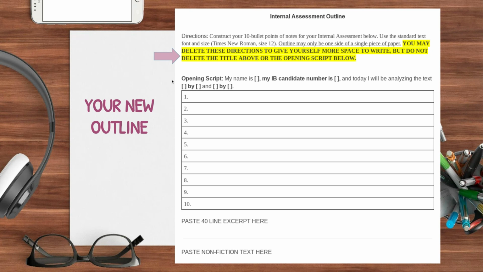You'll also notice that your opening script is there. I added a section about my IB candidate number. For now, we'll just leave that blank until Mrs. Ursky gives that to us, but you should be able to fill in the other blanks as we go. Underneath your 10 bullet points, there's space for you to paste your 40-line excerpt from The Things They Carried, and then the nonfiction text that you intend to use as the second piece, which I'll go over a little more later as well.